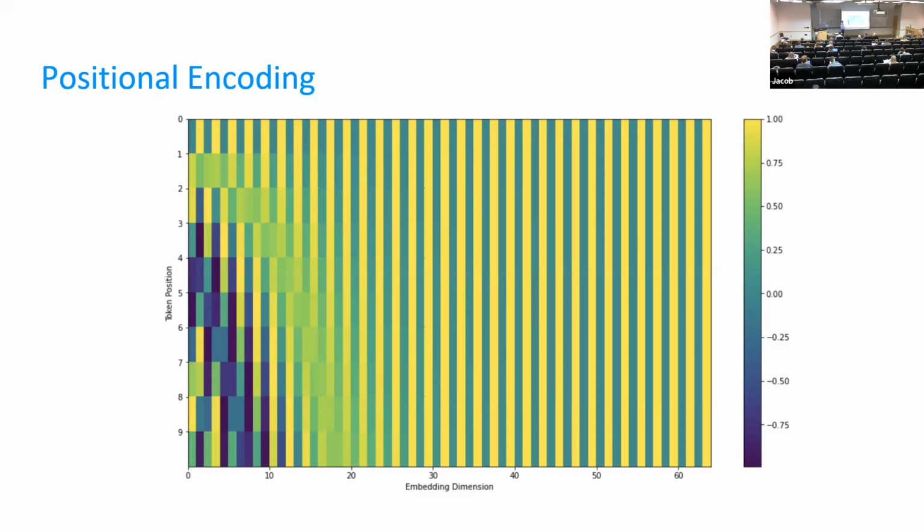Exactly. Yeah. So the idea is that we just kind of provide information in the form of this sine pattern, and the transformer learns that it represents position.